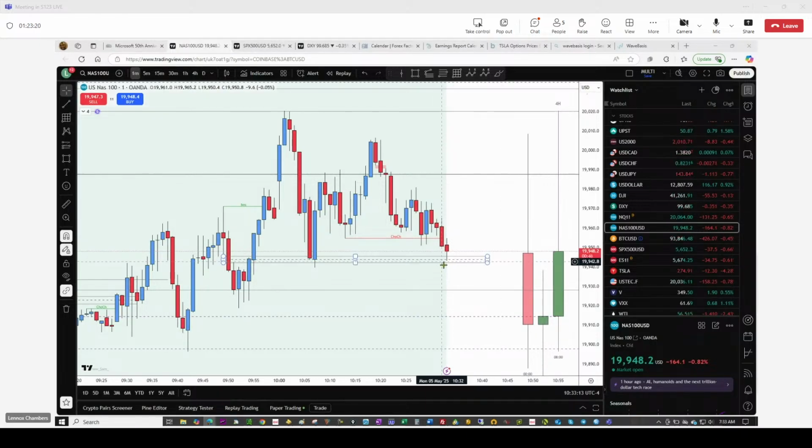Over here, we've touched back into this gap after sweeping everybody out now. So this could be a buy opportunity on NAS at this point. But then we could sweep this low as well first, too. So it might come down one more time. Or this gap will hold us up. Swept out the lows.